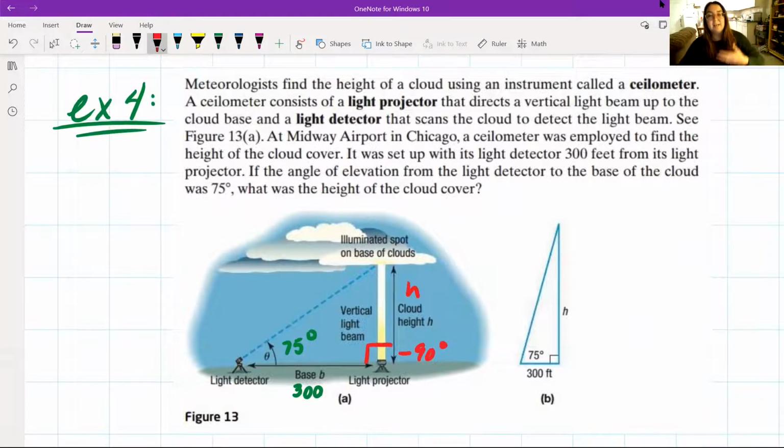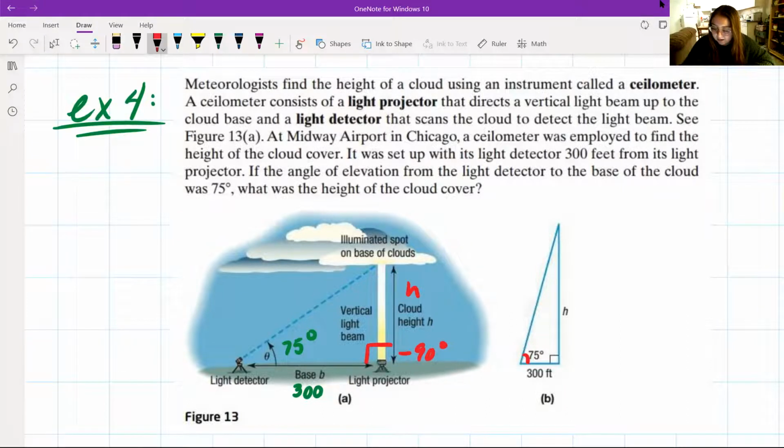So in figure B, this is just a simplification of the image that we actually have drawn out in figure 13a. So we see we have a right triangle. Our base here is 300 feet. We have our height, and our angle here is 75 degrees. And we want to find the height.